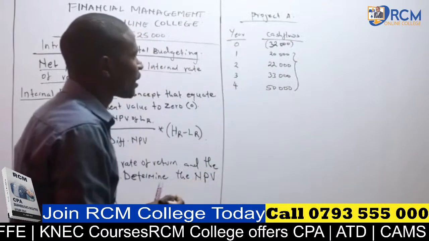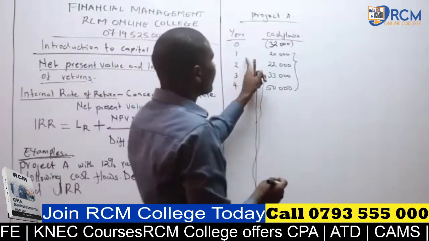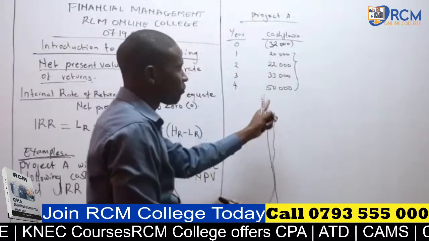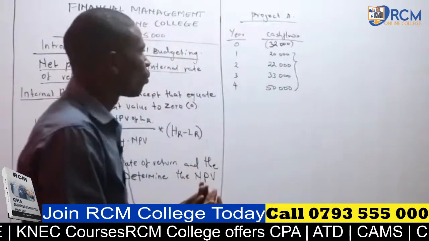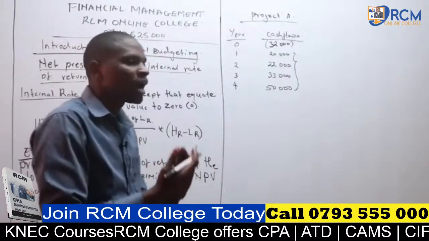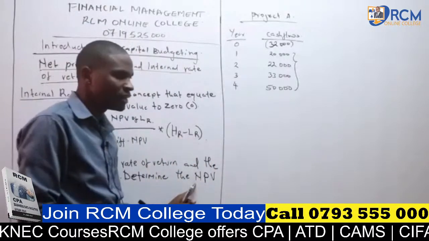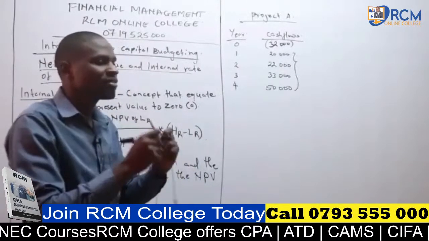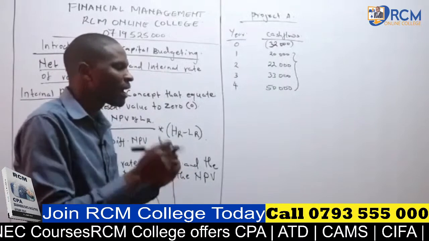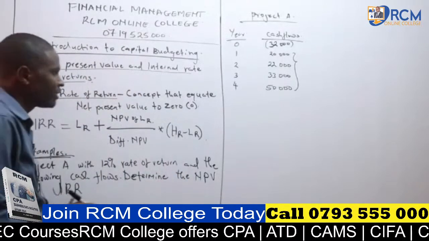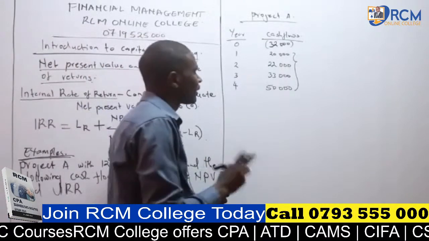And I'm told that this cash flow is irregular. They are not similar. If I look at year 1, year 2, year 3, year 4, they are not similar, and therefore, they are irregular cash flow. And for me to determine the NPV, remember, I want first of all to get the NPV using the lower rate. But my objective here is to arrive at the IRR, internal rate of return.